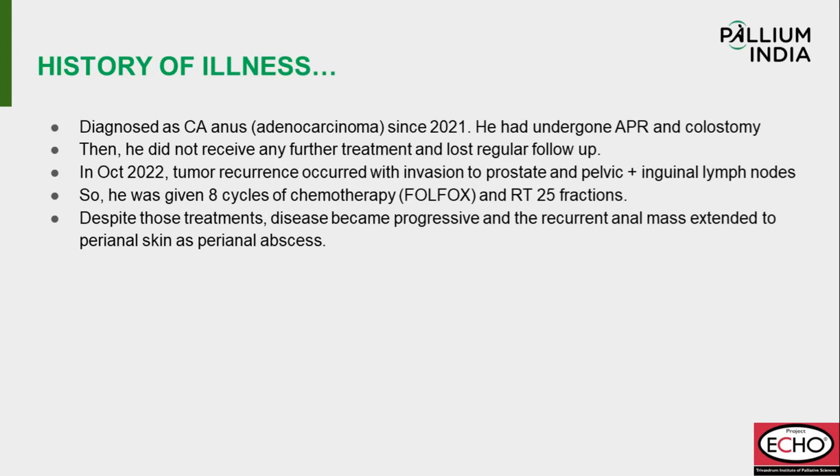In October 2022, tumor recurrence occurred, and his CT abdomen results showed tumor recurrence with invasion to the prostate, together with pelvic lymph node and inguinal lymph node involvement. So he was given 8 cycles of chemotherapy with a FOLFOX regimen and pelvic radiotherapy, 25 fractions. Despite those treatments, his disease became progressive, and the recurrent anal mass extended to the perianal skin as a perianal abscess. Next slide, please.